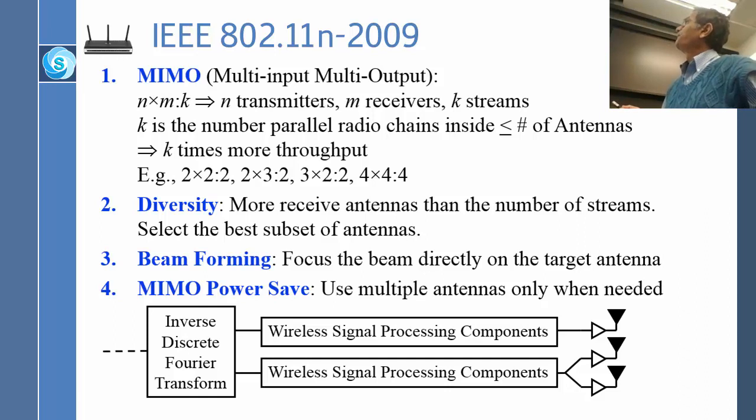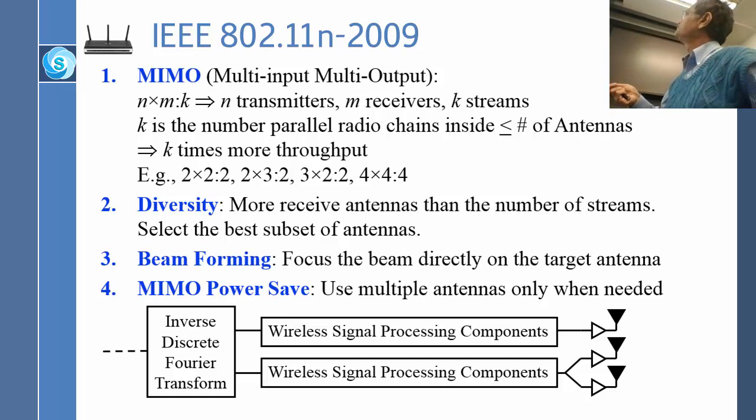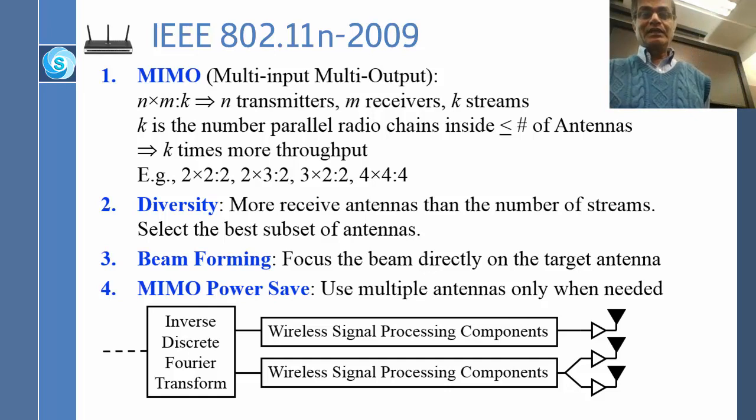First is MIMO, and we already talked about MIMO. How many antennas you put and how many antennas you receive. So given N by M colon K, where N is the transmitting antenna, M is the receiving antenna, then K are the streams. How many streams you send. Basically, these are the streams inside the receiver.